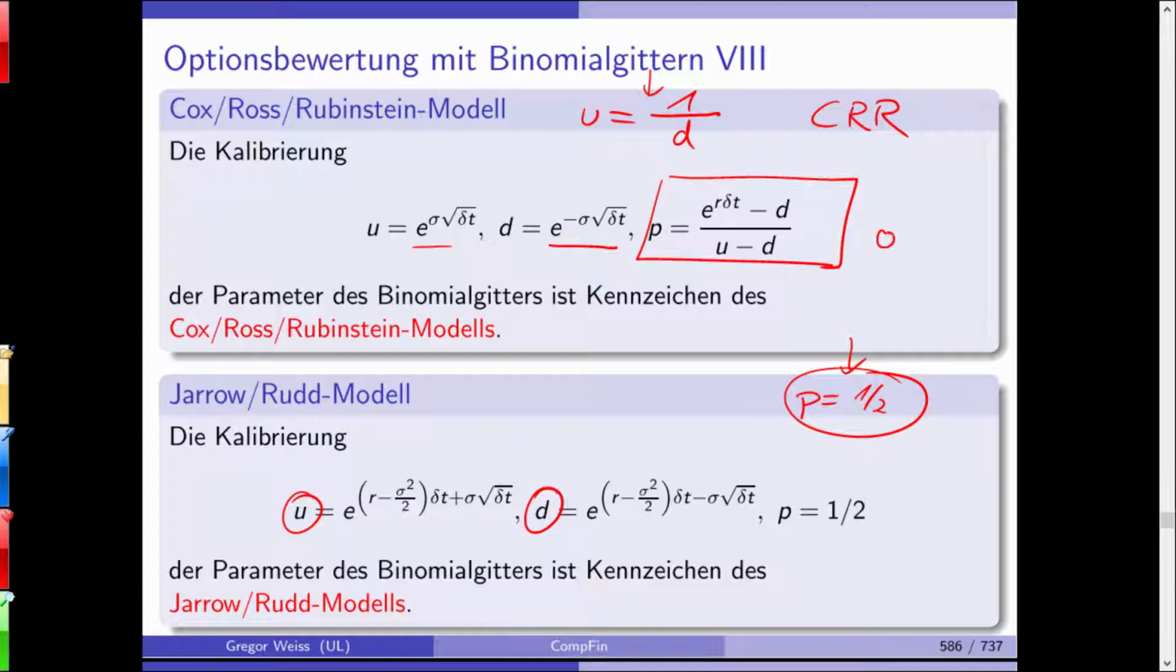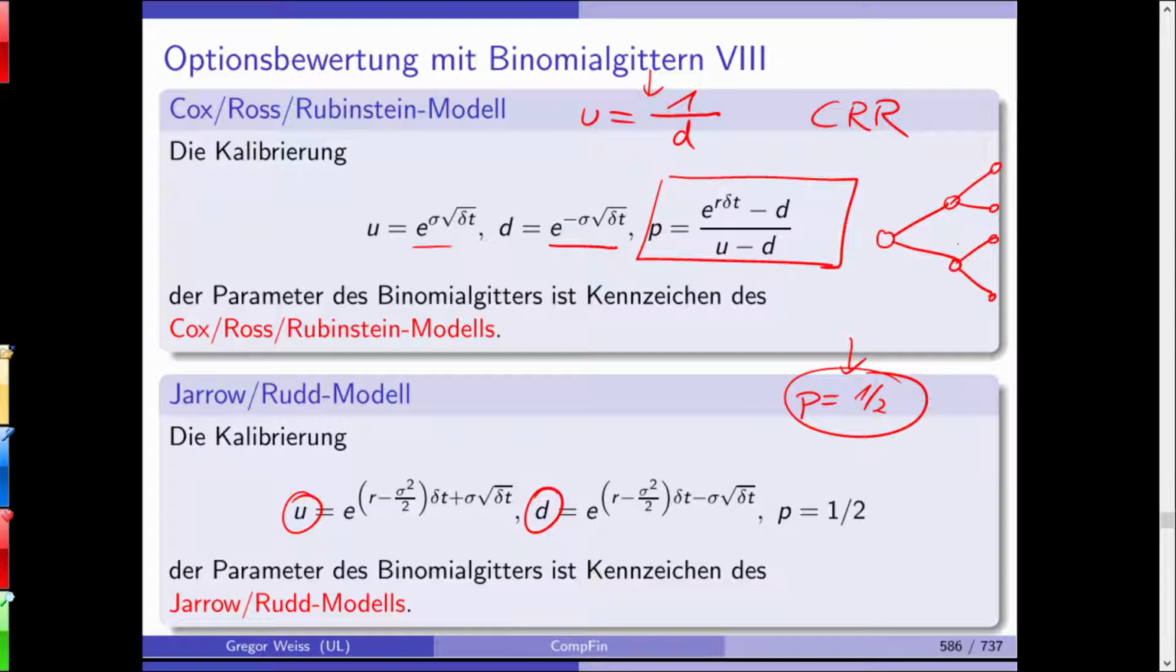Obviously, it could look like this now. It does not necessarily mean that if you go up and go down again, you will get to the initial ST or S0. But it might be that the lattice will look slightly different. In the first case of the Cox-Ross-Rubinstein model, this is the special case where if you go up and go down, you will get to the same point from which you have started. Why? Because U is set to 1 over D. The Jarrow-Rudd model is slightly different. It's a different calibration of a binomial lattice process.